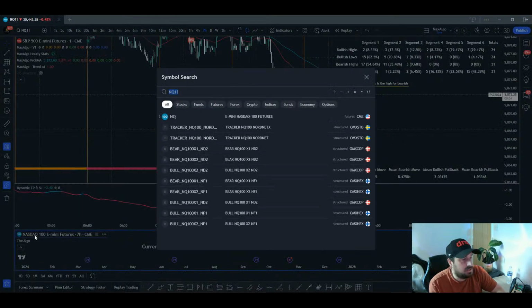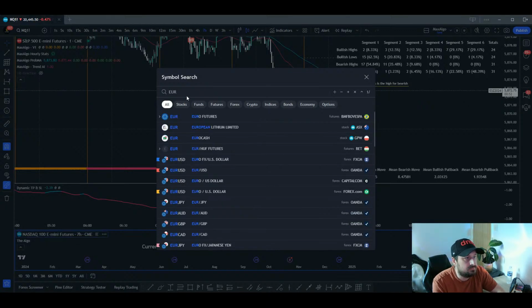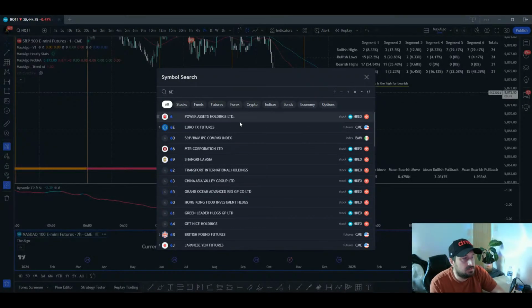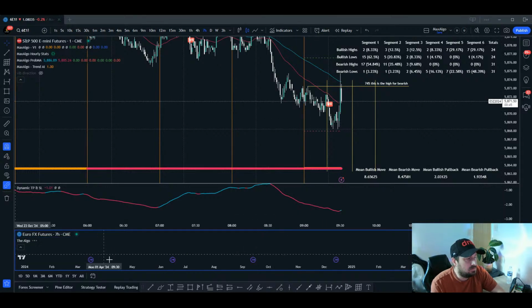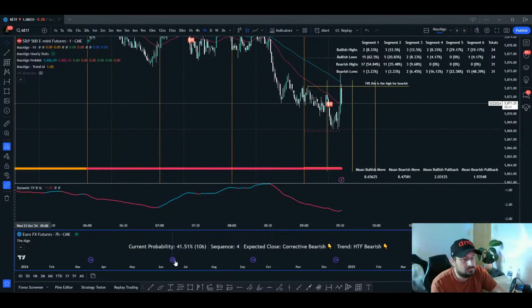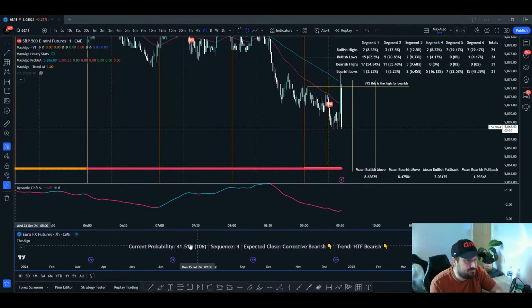What else should we look at? Euro USD, 6E. So we can see right now Euro USD is in a corrective bearish trend. Our higher time frame is bearish. So there is a 41. So you see where that just changed to 42. So this is updating live.